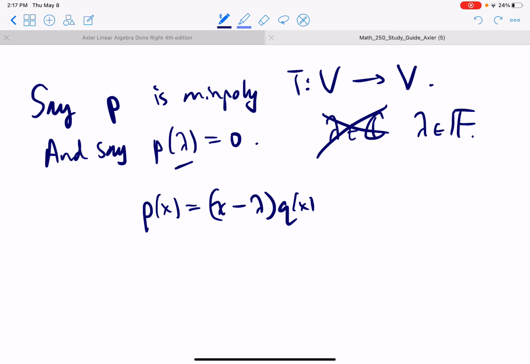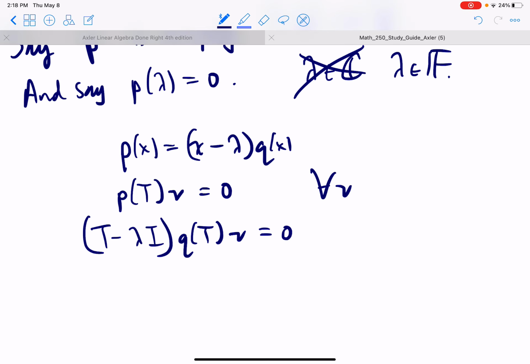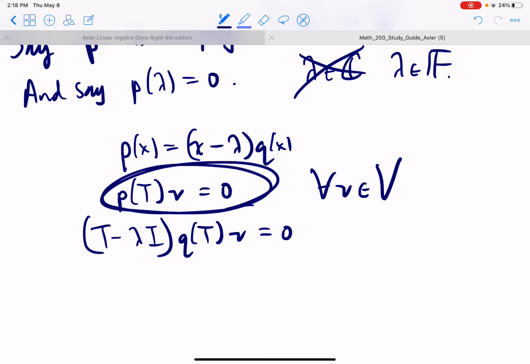So we have a zero of the minimal polynomial. What are we trying to show? That it's an eigenvalue of the operator. Because remember what a minimal polynomial does: if you feed in any vector here, you get 0. Using the factorization, p of T applied to v is T minus lambda times the identity, times q of T applied to v, which is 0. And this is true for all vectors v, because that's part of the definition of being a minimal polynomial: you're 0 on every vector.